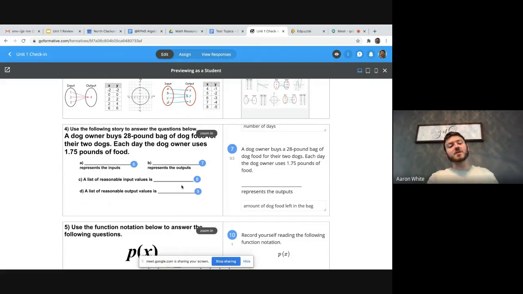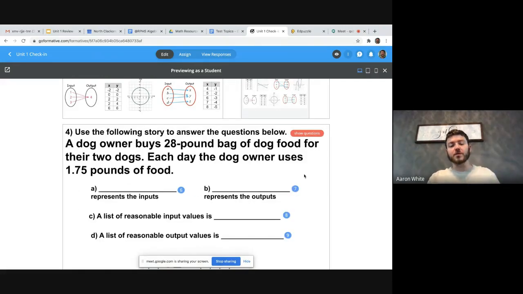The next part was a part that really tripped up almost every single student: what would be a list of reasonable input values and a reasonable list for the output values. Basically, what numbers would we cross through as we go from having no days and 28 pounds of food in the bag all the way to the point where we have no food left in the bag? How many inputs could I go through before I get to that point, and how many outputs?